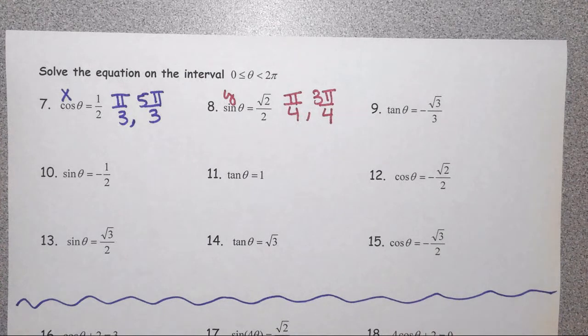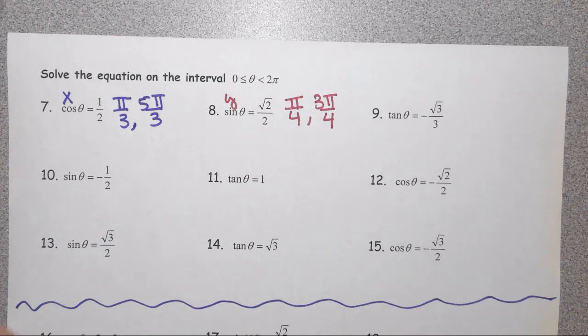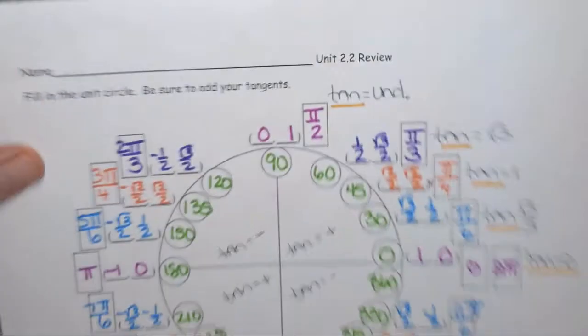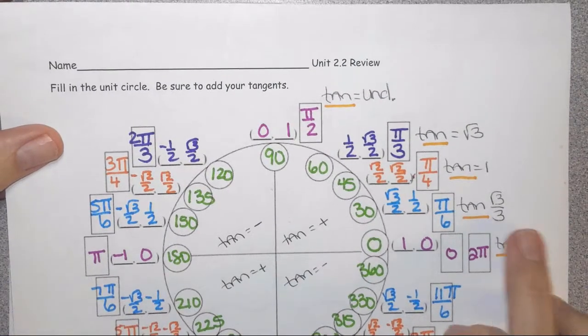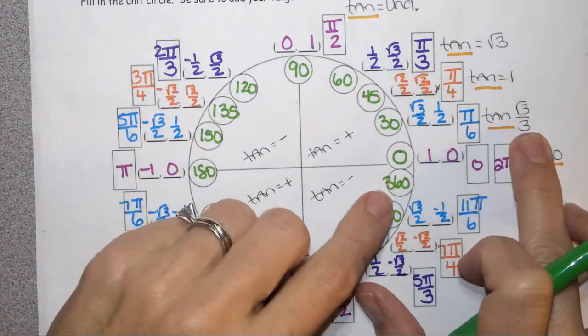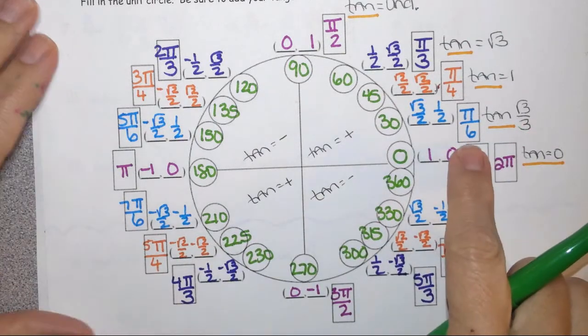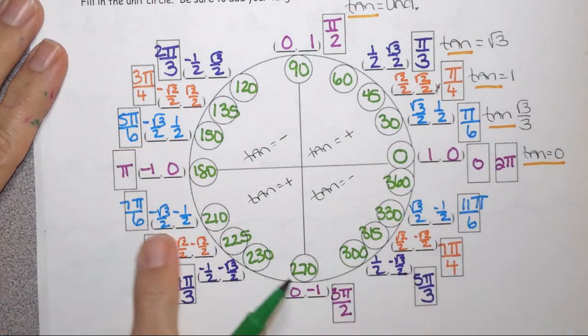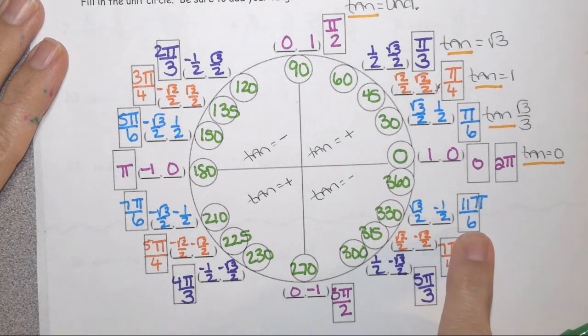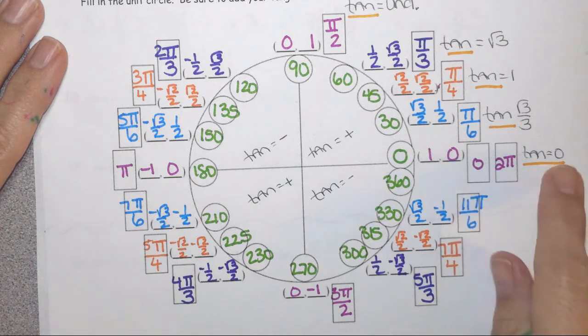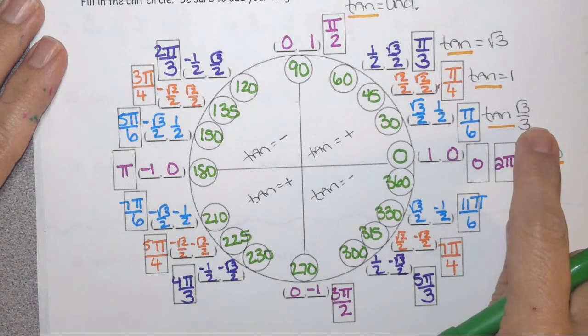Then they ask me about tangent for the next one. We wrote our tangents on our circle. So I want to go find where tangent is root 3 over 3. And tangent is root 3 over 3 everywhere I see a divided by 6. So at pi over 6, 5 pi over 6, 7 pi over 6, and 11 pi over 6. All the over 6's are going to give me root 3 over 3.